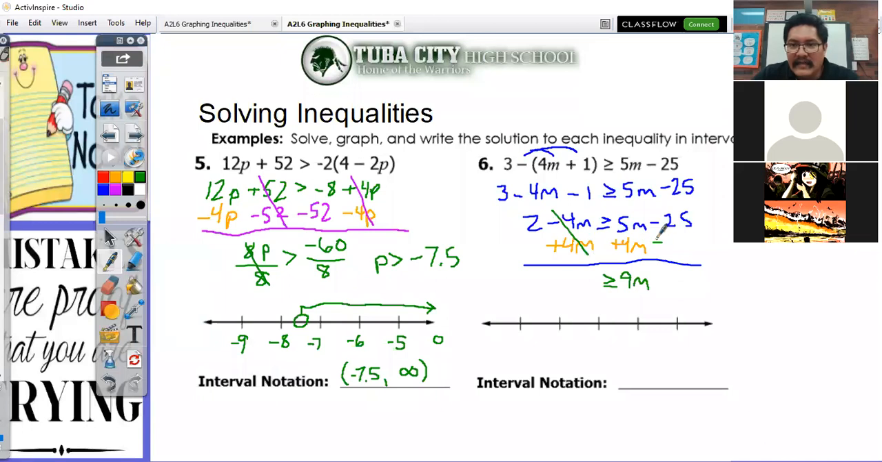Now, I'm also going to have to add 25 to both sides so that I get 27. Now, the m is still on the wrong side, and I'm going to go ahead and show you what to do. So we keep solving, right? I got to get rid of this 9, so divide both sides by 9. And I get 3 is greater than m.